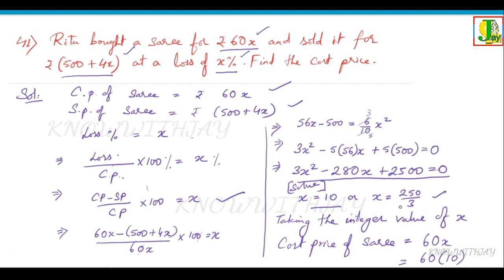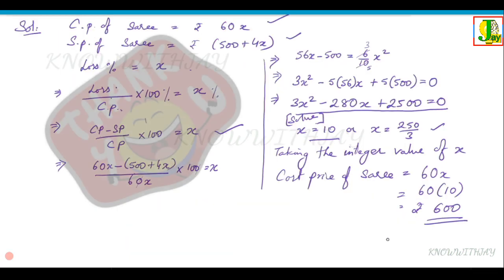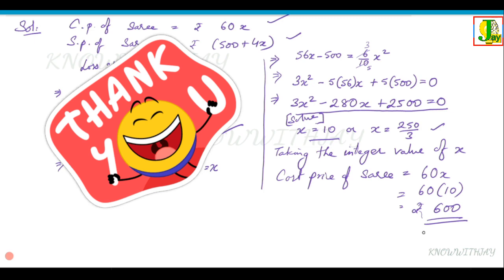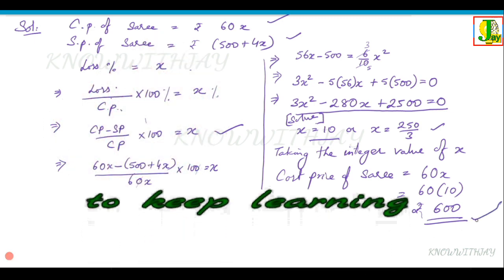Taking the integer value of x here, the cost price of the saree would be 60 into x, and taking x as 10, we get the cost price of the saree to be 600.